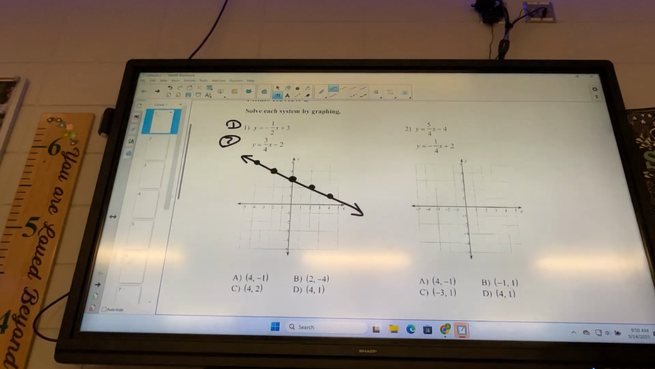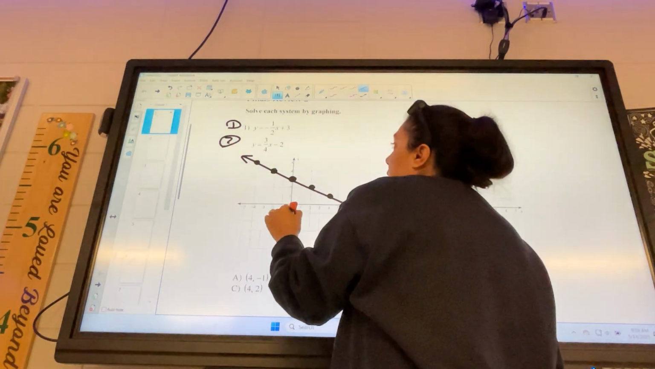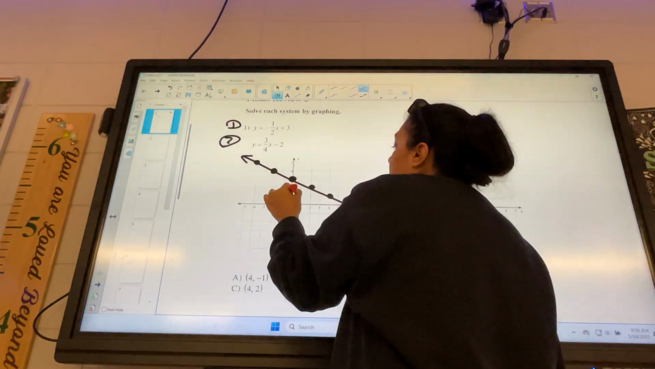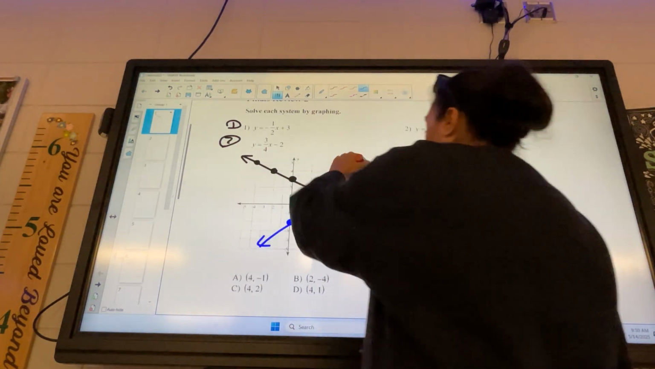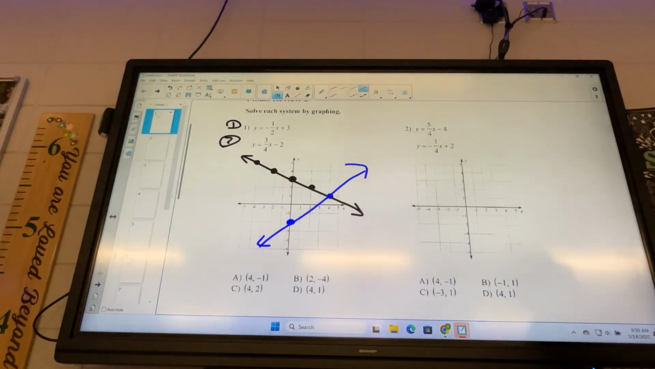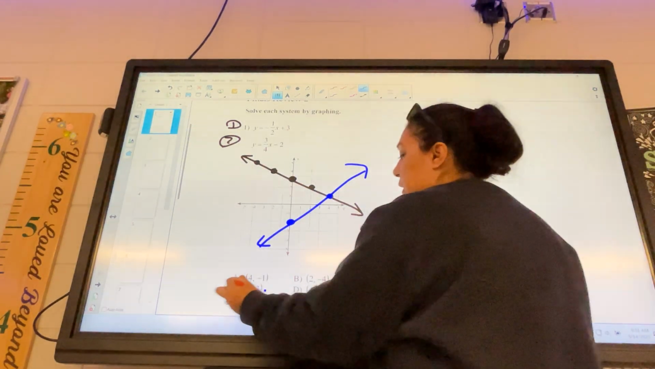Line 2. Line 2 starts where? At negative 2. And we're going to go up 3, 1, 2, 3 over 4. Okay, what is that coordinate? 4, 1.